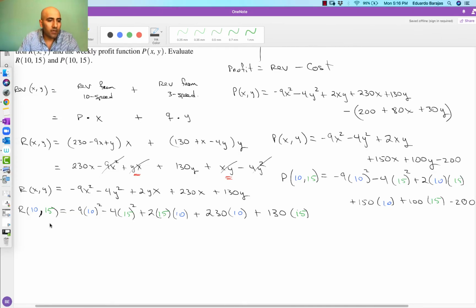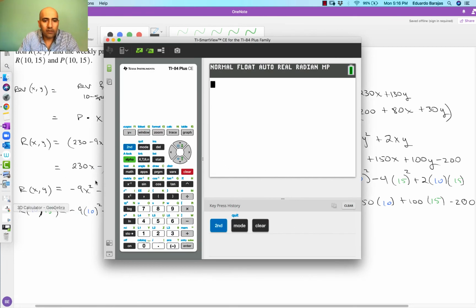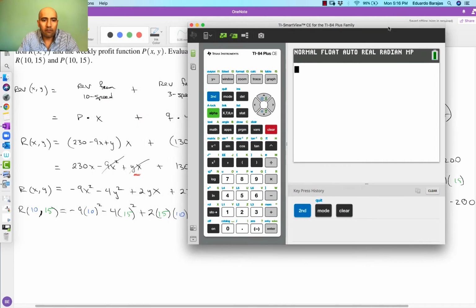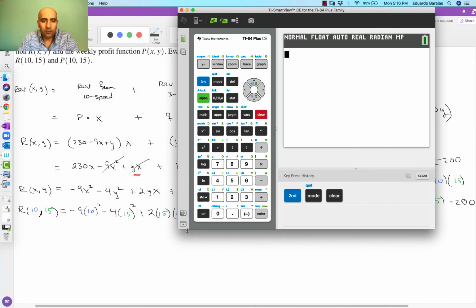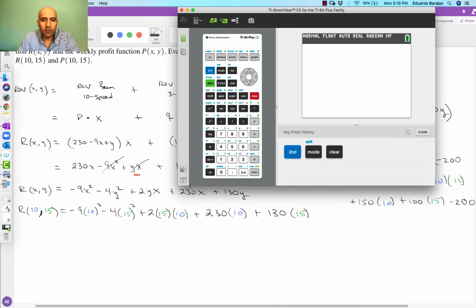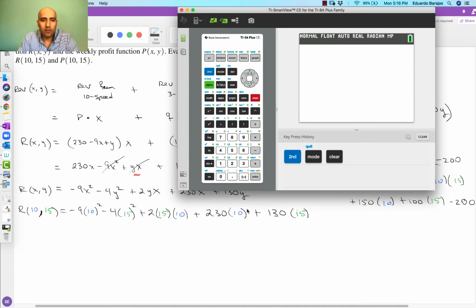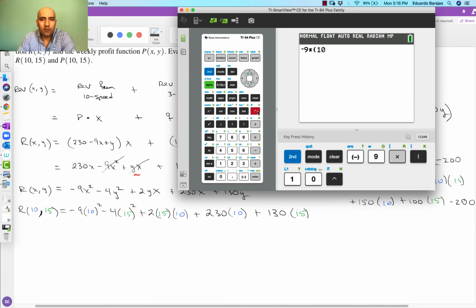Okay, so then we can come to our trusty calculator over here and evaluate these. So let's put this in. Okay, so it's negative 9 times 10 squared.